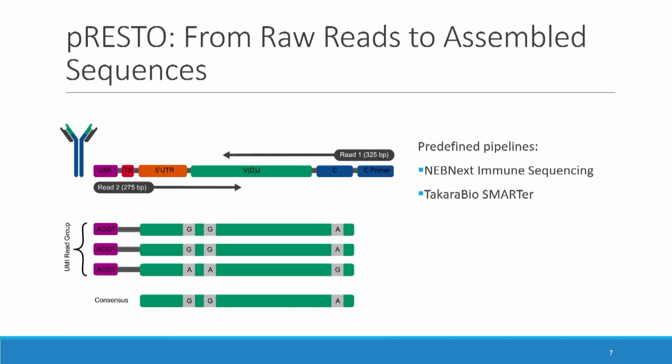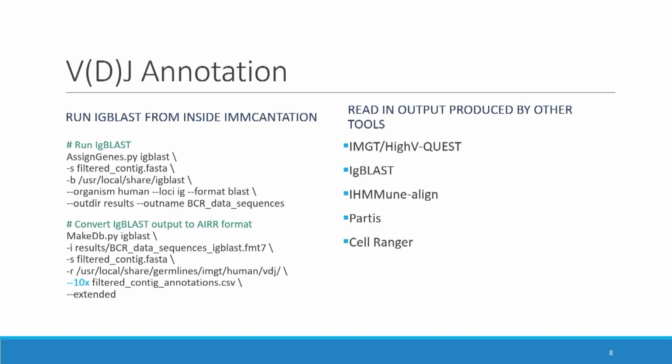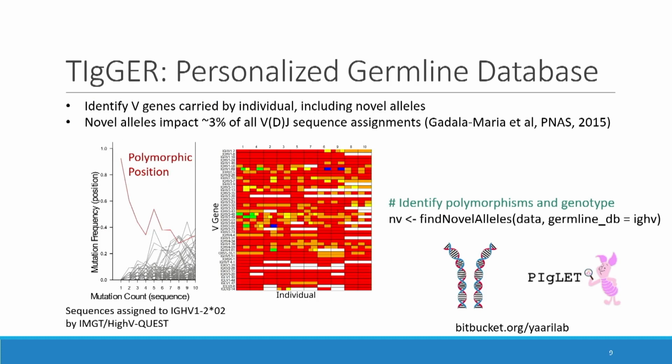Just a couple slides on what some of the packages do. The pRESTO package deals with going from raw reads to error-corrected assembled sequences. We have predefined pipelines that support many sequencing libraries such as NEBNext or Takara. If you're a company out there and interested in getting your pipeline into Immcantation, please do reach out to us. For VDJ annotation, we support the output of HighV-QUEST, IgBLAST, Partis, Cell Ranger, and other tools, and you can run tools like IgBLAST directly inside of Immcantation.